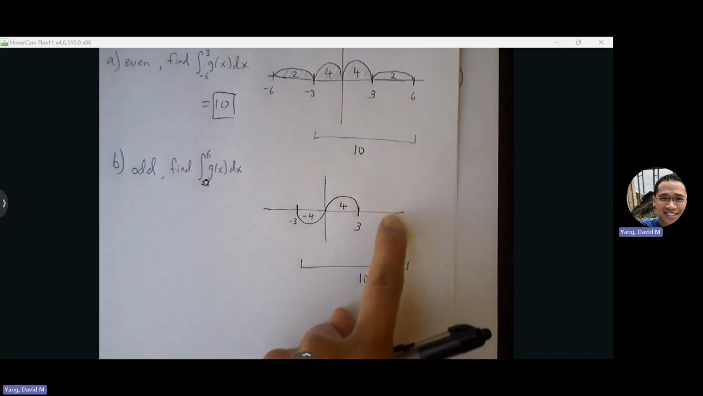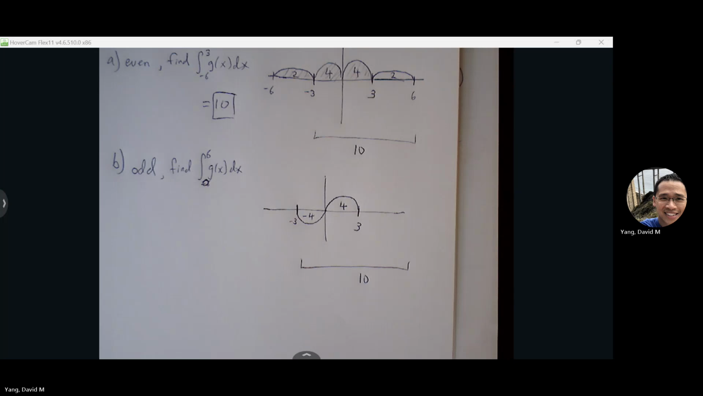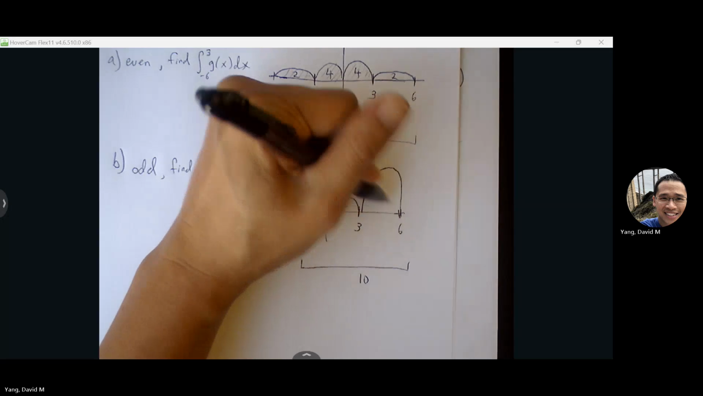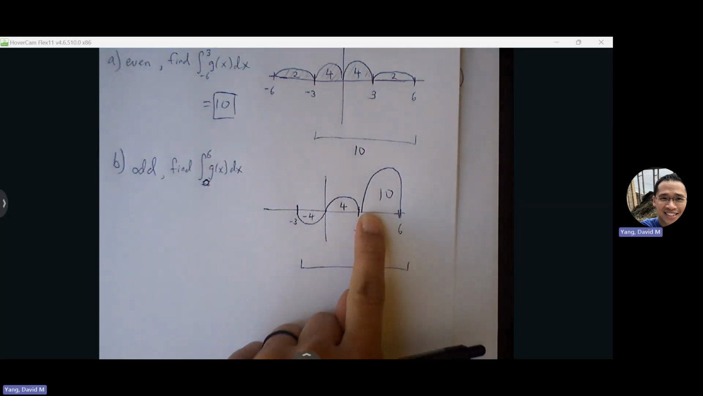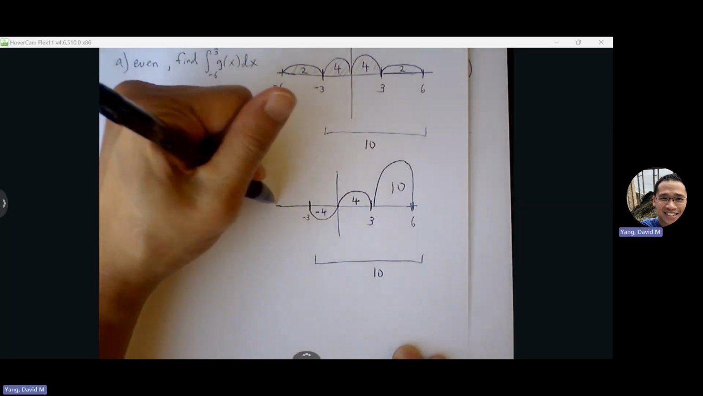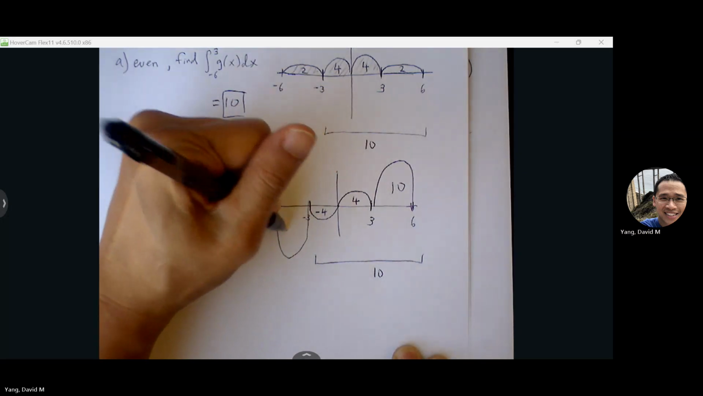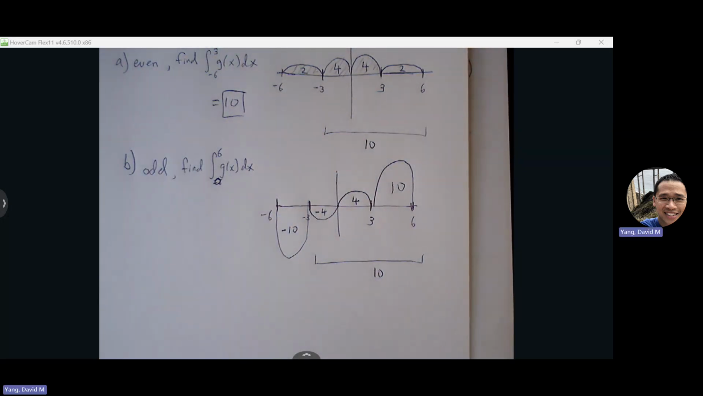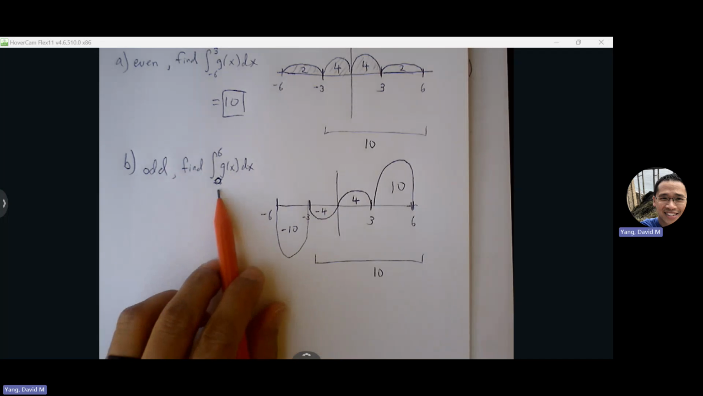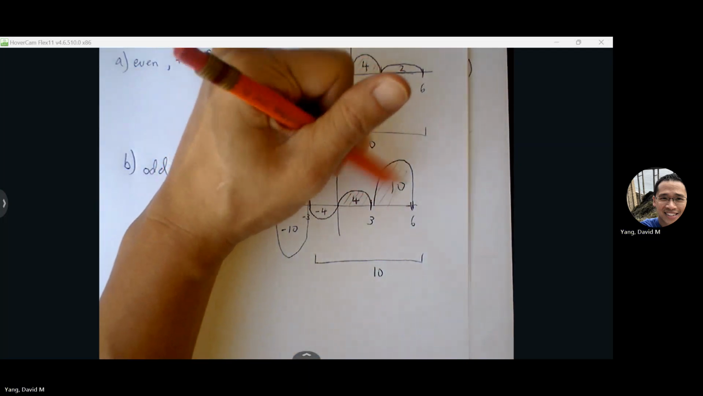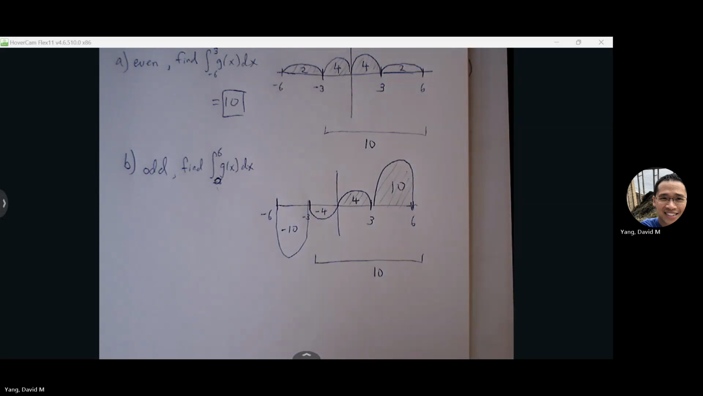So what's remaining? 10. And if this is 10, then what's going to be on the other side? -10, because it's an odd function. Yeah. Now we just have to add up what we see from 0 to 6. 14.